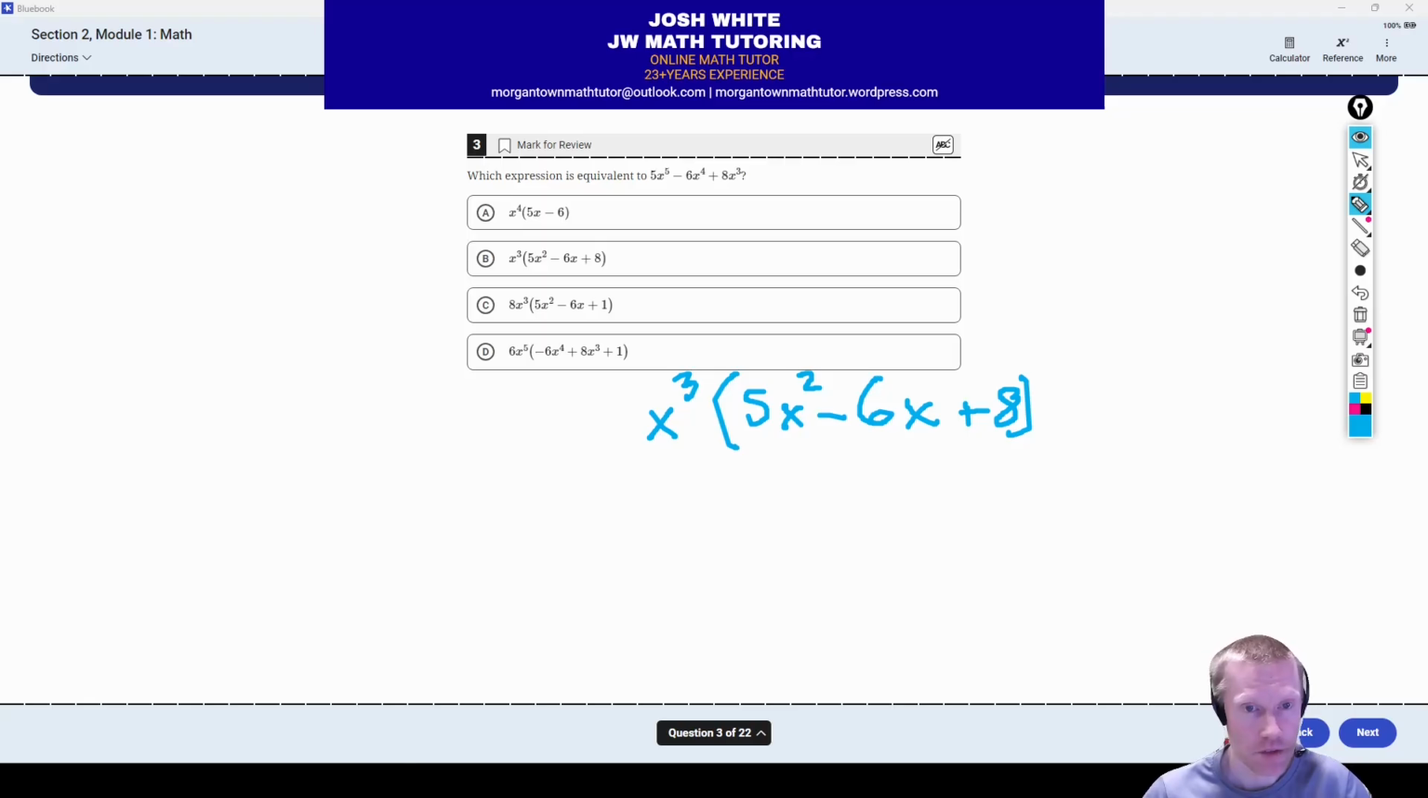Notice that you didn't actually even have to do all that work because that's the only one that has the correct common factor of x to the third out front. So you could actually get that just by noticing the common factor is correct in B only, and then just move on and select the others.